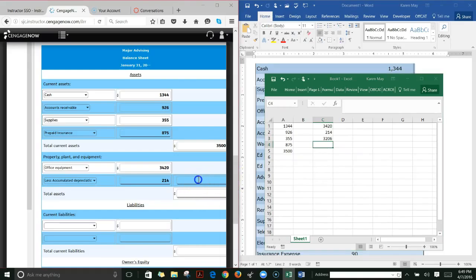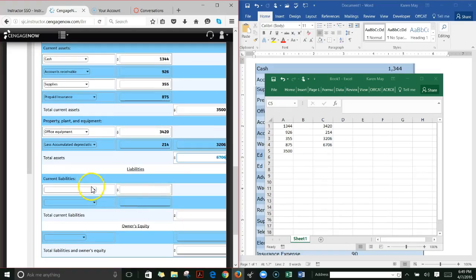And it's 3206. And then I need to add the two assets, $3,500 and the 3206. So equals 3,500 plus the 3206, and that's all of my assets together. 6706.